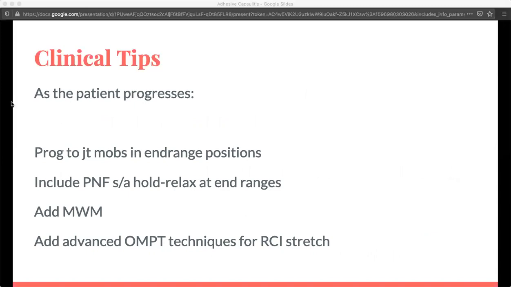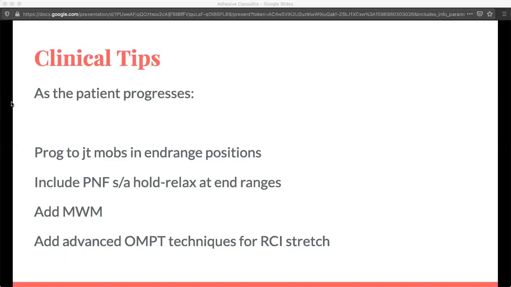As the patient progresses, you want to progress to joint mobilizations in the end range, because now they are low irritability. You can go to end range positions and do your joint mobs. You want to include some PNF patterns like hold-relax at those end ranges to loosen up the muscles a little more, reduce that inhibition and get more range in those end ranges. You can add mobilization with movements. So you're giving a posterolateral glide and the patient is doing an external rotation, or you're doing inferior glides as the patient is going up in elevation. Great exercises, great manual techniques as the patient gets better and better.